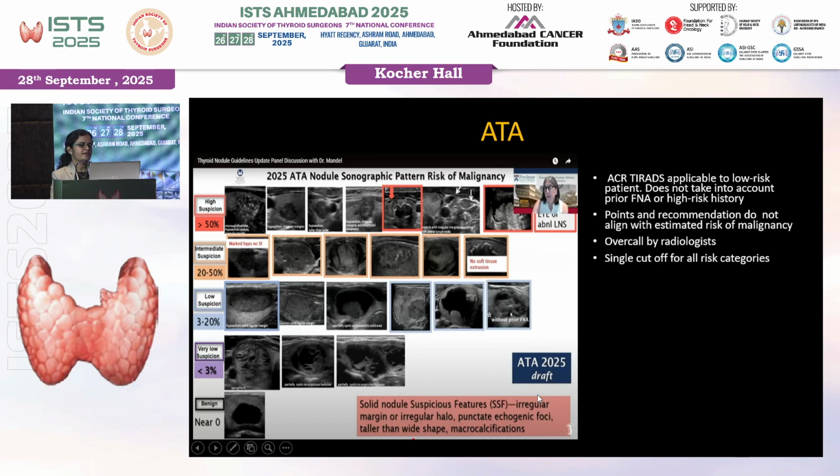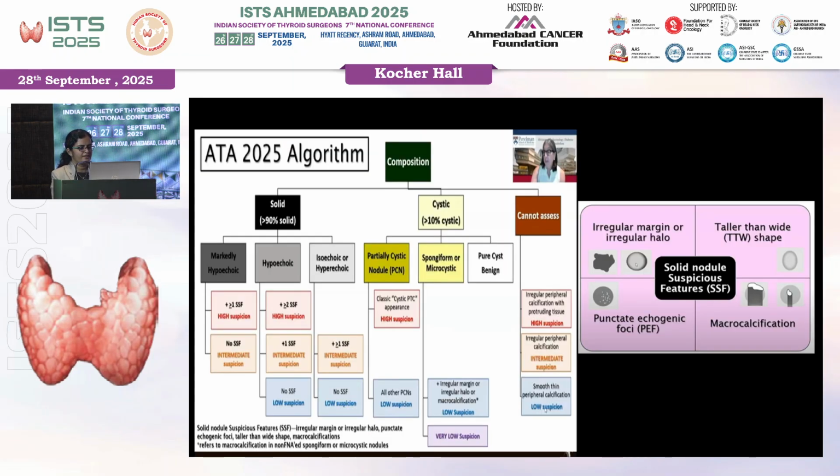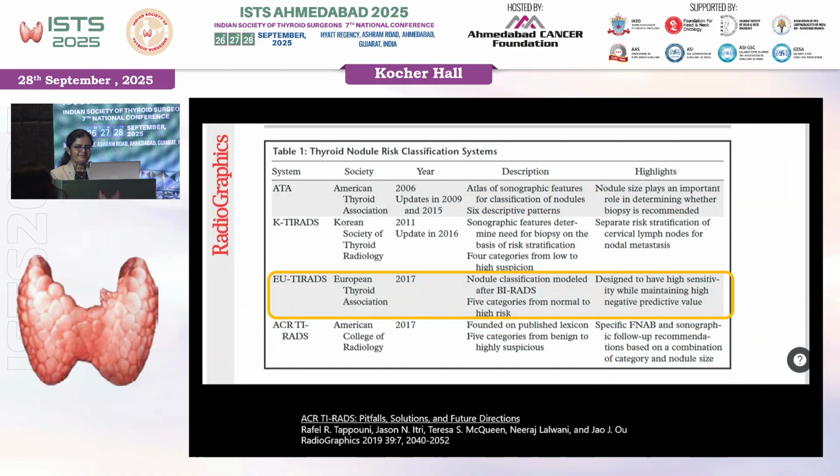And why they are coming up with this is that they are saying that presently whatever ACR TIRADS is telling about the risk of malignancy and the actual risk, there is some discordance. So meanwhile they want to come up with their own guidelines, and ACR TIRADS does not take into account the prior FNA and the high risk history. So this is why ATA has come up with guidelines which will be incorporating all of these things. And meanwhile, we might have a newer edition of ACR TIRADS also after a decade. So this is what they are going to do.